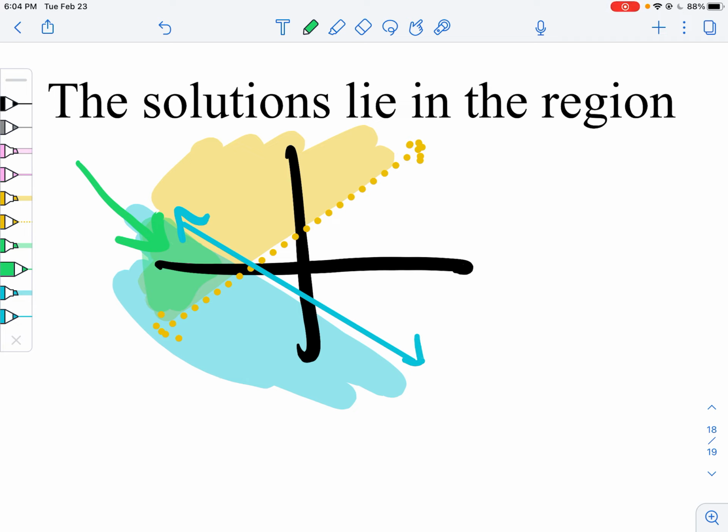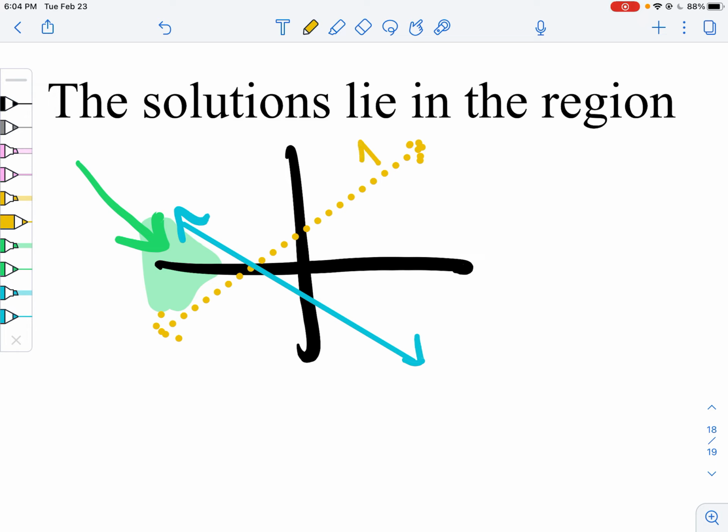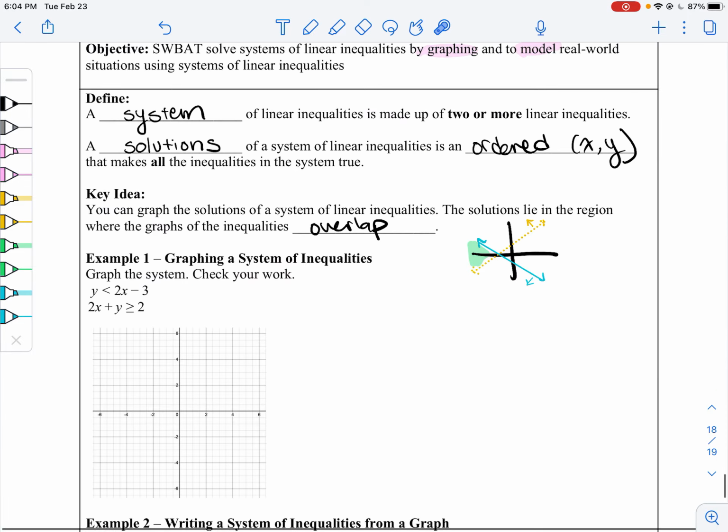There are two ways to show this. Some people will go all out with the three different kinds of shading, and that's fine. Other people will say, hey, you know what, I'm just going to write a cute little reminder to myself to shade this part on this line, and then this part on that line, and then where they overlap is in fact the solution, and they only shade this part. That's also valid. I'll show you both ways.